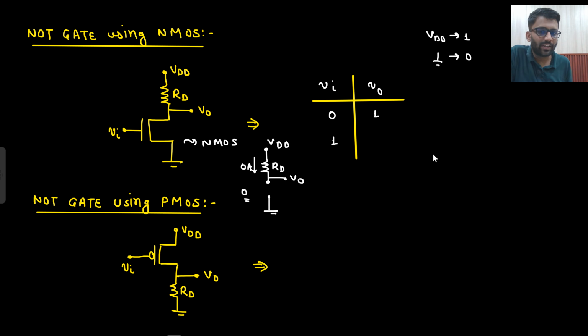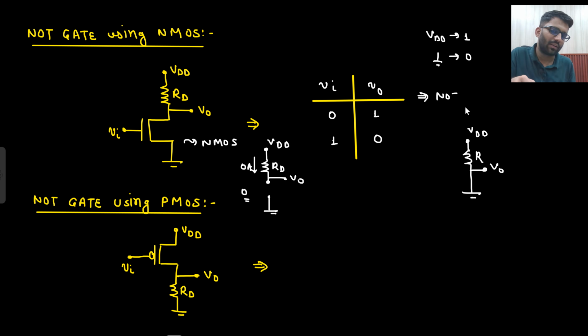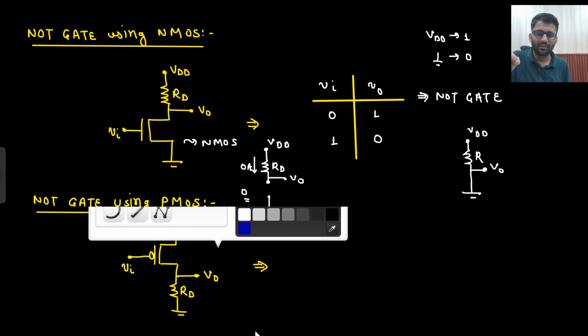If V in is equal to 1, then what will happen? This MOS will be shorted, and here you are collecting V naught. This is your VDD and this is your R. So V naught will be equal to 0. So for 0 you are getting 1, for 1 you are getting 0. That means what is this? NOT gate. Right? Do the same thing for this one as well.